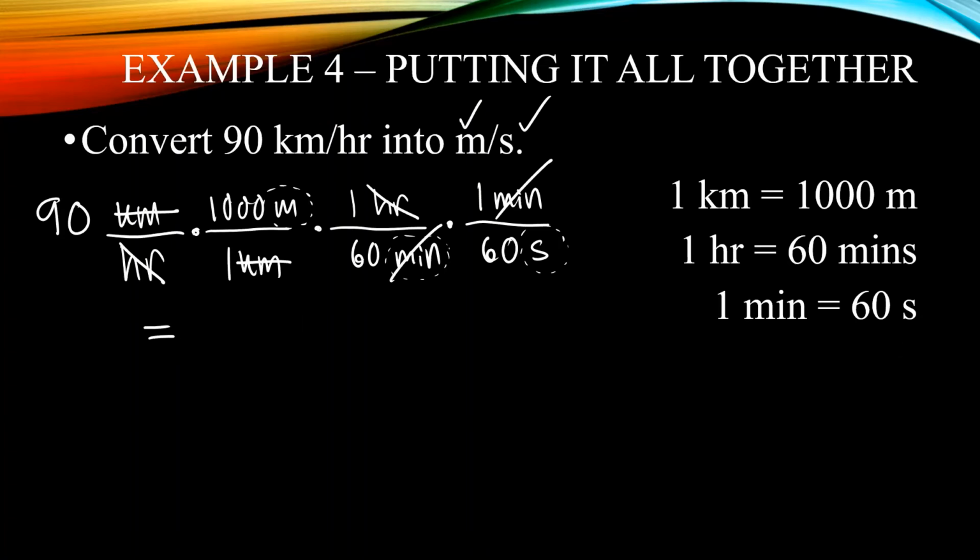So if you go into your calculator, you're going to do 90 times 1000, and then you're going to divide by 60, and then you're going to divide by 60 again. And that should come out to 25. The number that you get should be 25, and then the final units should be meters per second.